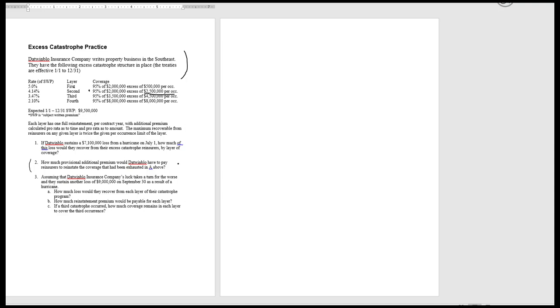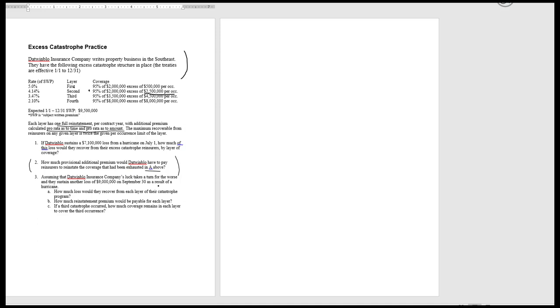How much provisional additional premium would Dat Wind Blow have to pay reinsurers to reinstate the coverage that had been exhausted in A above? Remember that each layer has one full reinstatement per contract year, with additional premium calculated pro rata as to time and to amount.